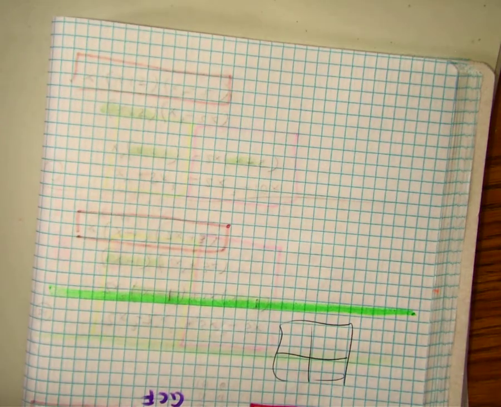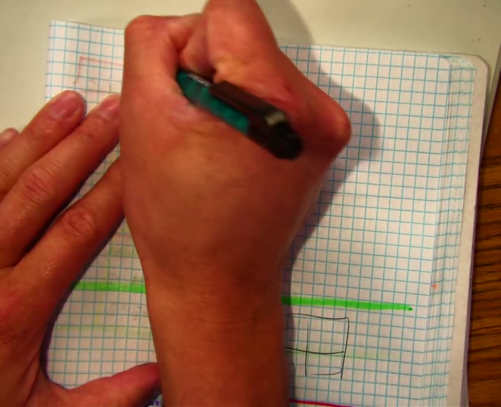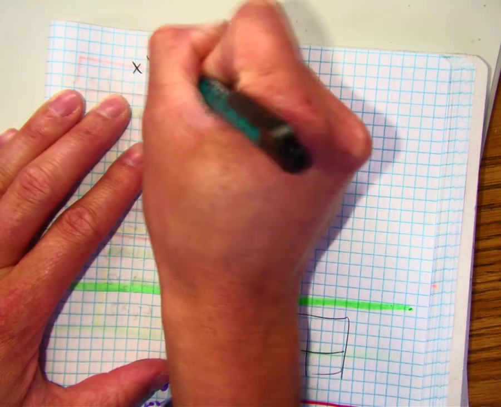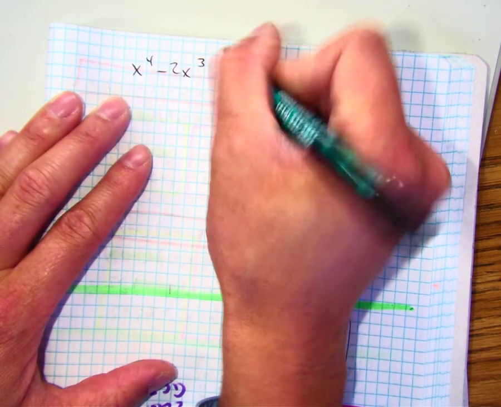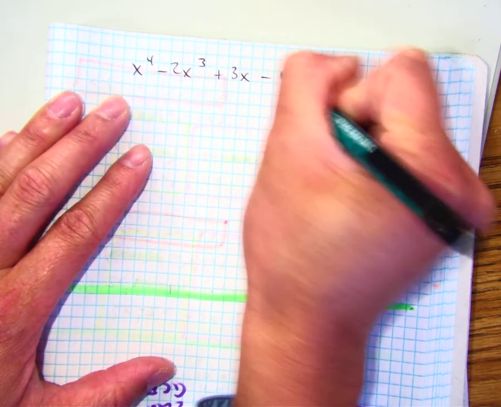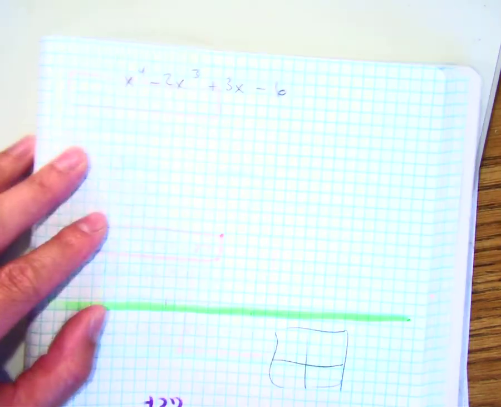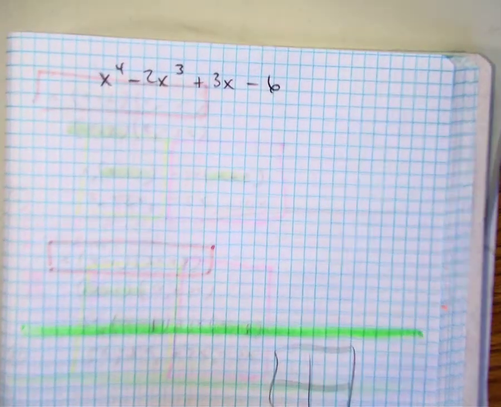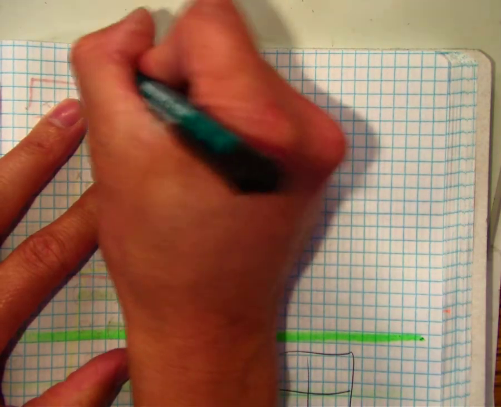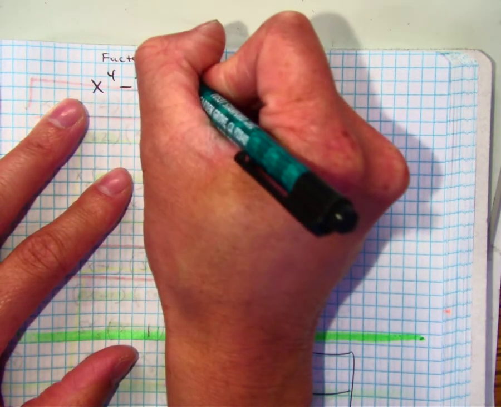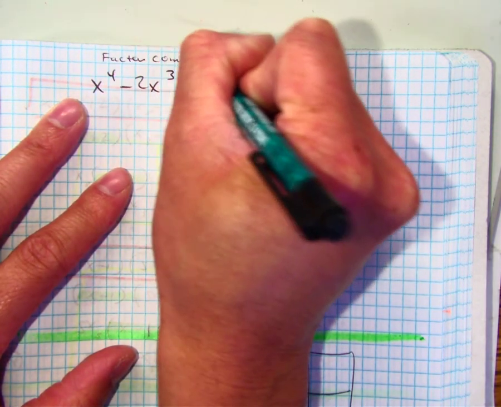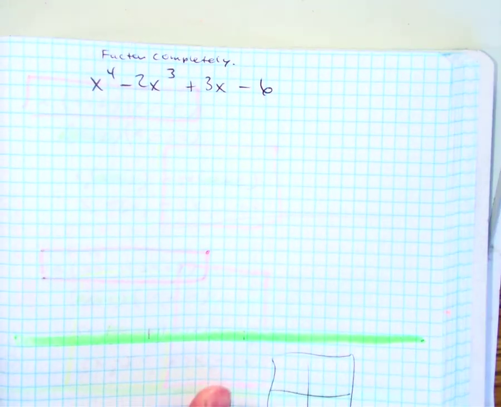Alright, for number 7, it tells us x to the 4th minus 2x to the 3rd plus 3x minus 6. And they're telling us to factor this. So here's going to be the hard part on your quiz on Monday. I'm not going to tell you which of your methods. That's why you have that chart from yesterday.